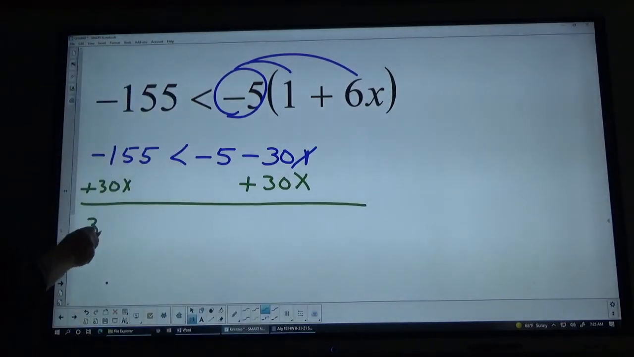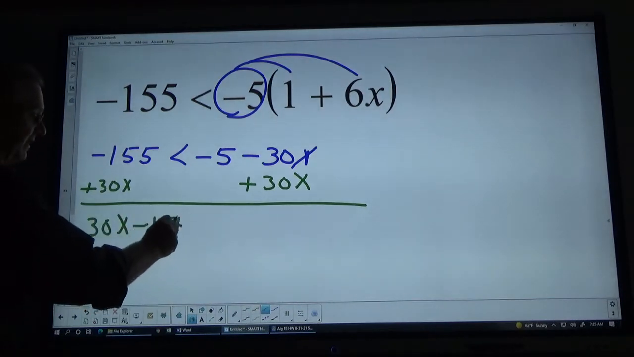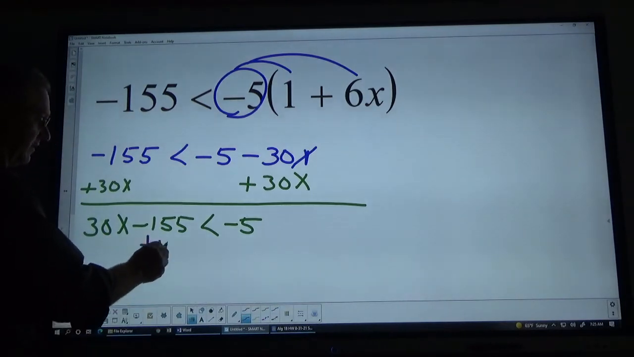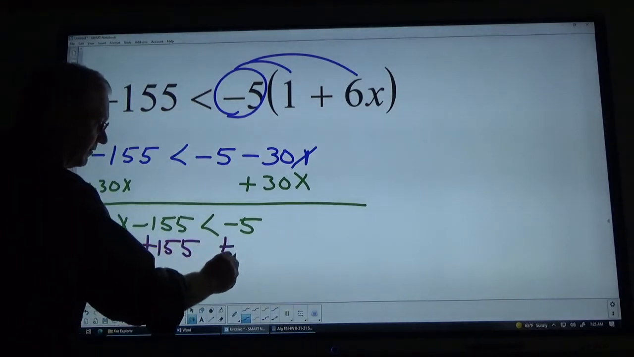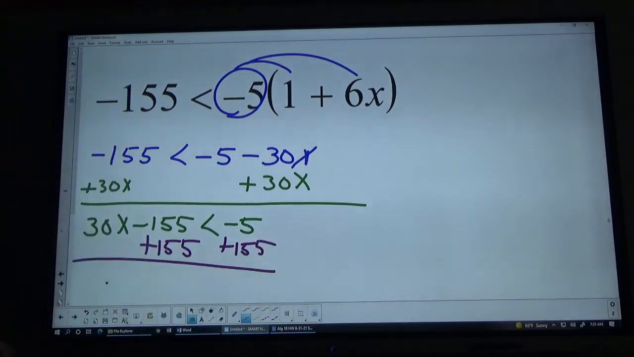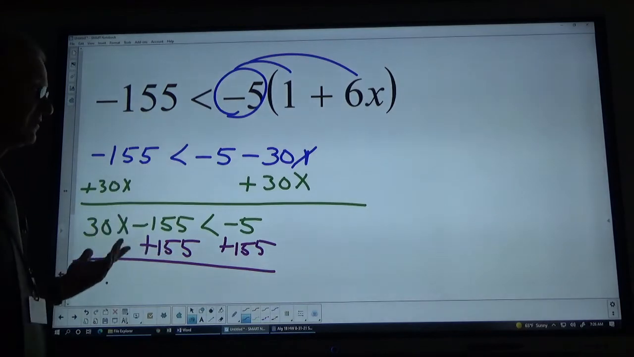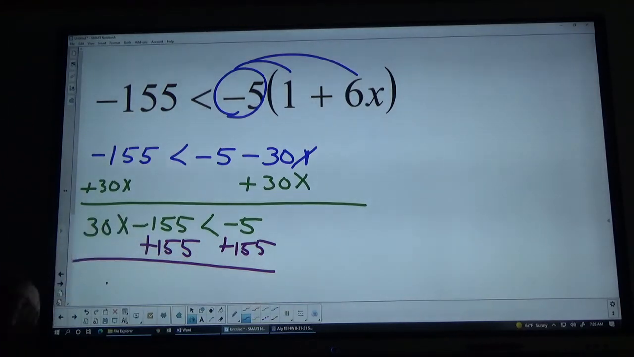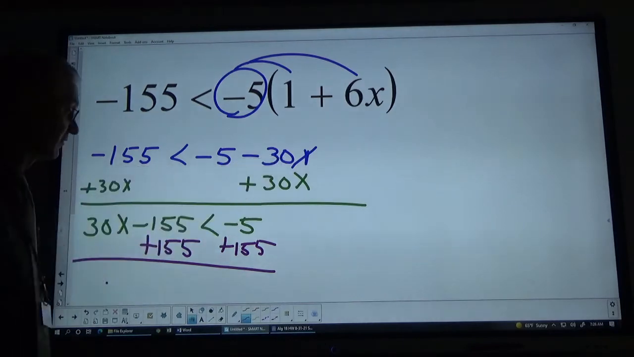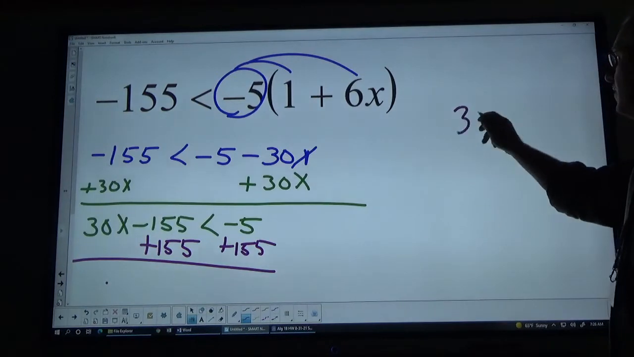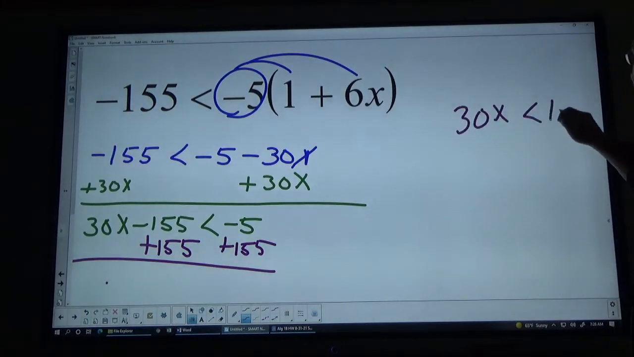So that gets me 30x minus 155 is less than negative 5. I'm going to add 155 to both sides. And you could have chosen to switch sides. You could have said negative 5 minus 30x and negative 155 and change the direction. Eventually you'd have to change the direction again due to dividing by a negative because of the negative 30. In this case, I don't have to do that. I end up with 30x less than 150.